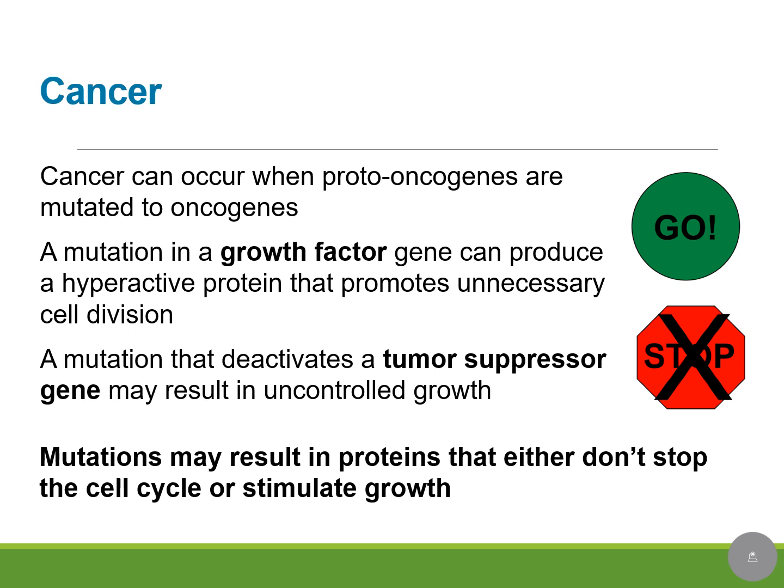Another gene is called the tumor suppressor gene. Just as the name implies, it will suppress the development of an overaccumulation of cells. But when there is a mutation in that tumor suppressor gene, the cell is no longer going to be suppressed with the amount needed, and it will lead to uncontrolled growth. So mutations can result in proteins that either don't stop a cell cycle, or actually stimulate growth.